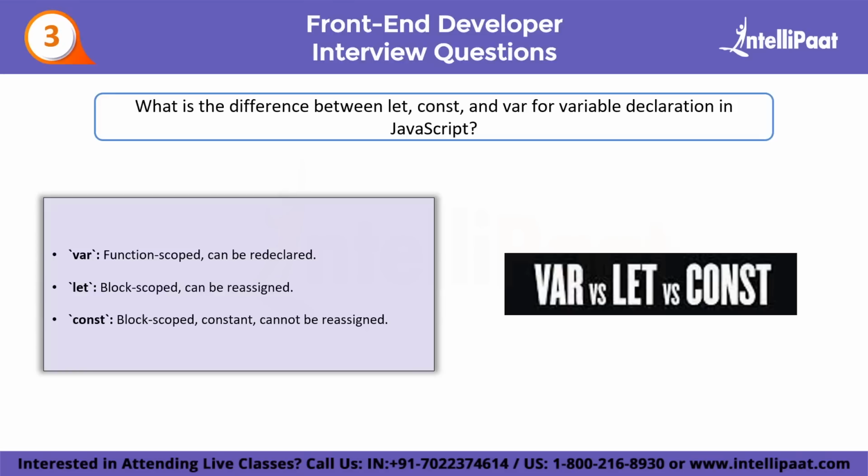Variables declared with const keyword also have block scope. These variables cannot be reassigned once they are assigned a value. Const is typically used for values that should remain constant throughout the program, like mathematical constants or configuration values. The key differences between these three is var has function scope while let and const have block scope. Var and let variables can be reassigned, but const variables cannot be reassigned after the initial assignment.